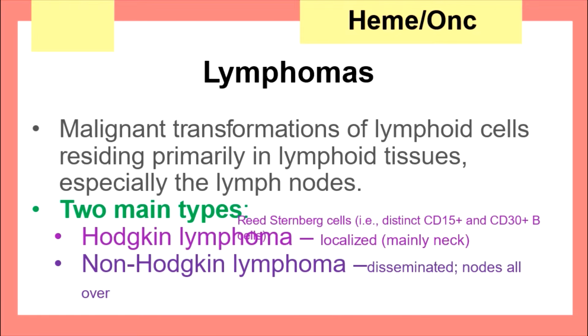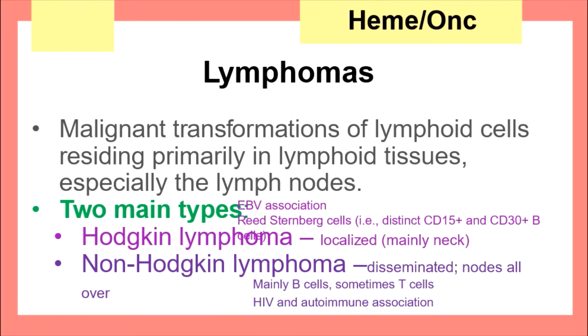Hodgkin lymphoma presents with the Reed-Sternberg cells, the distinct CD15 positive and CD30 positive B cells, whereas non-Hodgkin lymphoma is mainly B cells, sometimes T cells, but we don't see these Reed-Sternberg cells. In Hodgkin lymphoma, there's an EBV association, and in non-Hodgkin lymphoma, there's an HIV and autoimmune association.